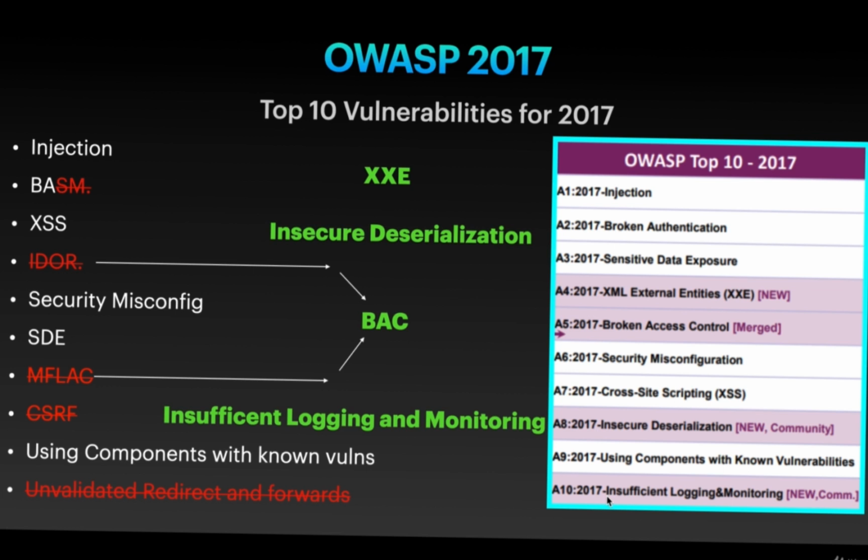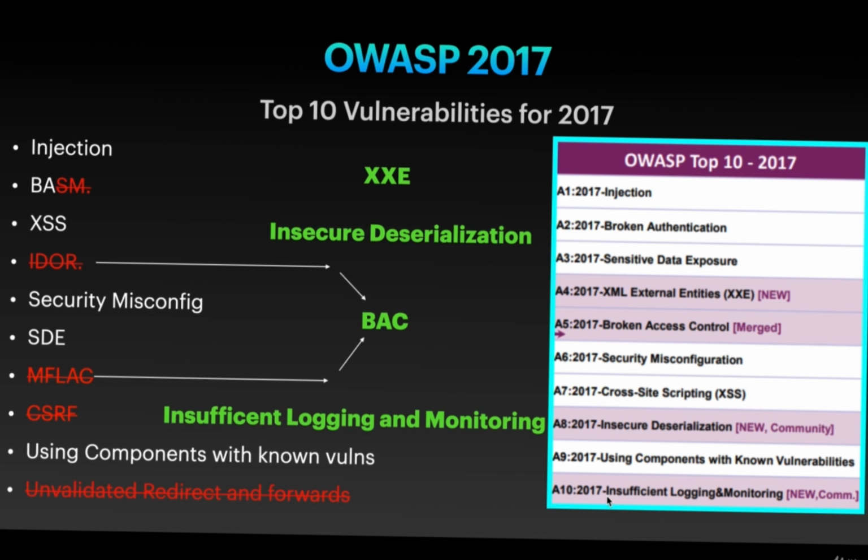Third is XSS. It is still here in 2017. IDOR is removed from 2017. It was there in 2013 but has been removed in 2017. So IDOR and missing functional level access control are merged together into BAC, which is called broken access control. Next one is security misconfiguration. Next is sensitive data exposure. CSRF has been removed from 2017, and instead insufficient logging and monitoring has been added. Using components with known vulnerabilities is still present in 2017.